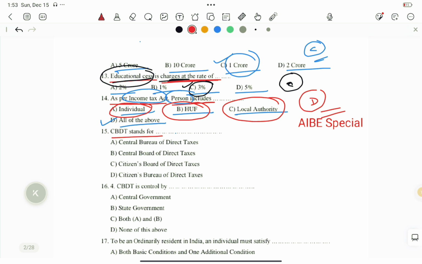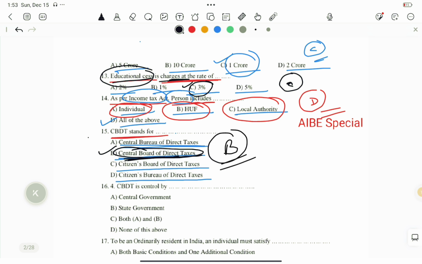The next question is CBDT stands for dash. Let's see the options. Central Bureau of Direct Taxes, Central Board of Direct Taxes, Citizens Board of Direct Taxes and Citizens Bureau of Direct Taxes. So in this case the correct option would be option B, that means Central Board of Direct Taxes. So CBDT stands for Central Board of Direct Taxes. The correct option would be option B. Okay, so now moving to the next question.